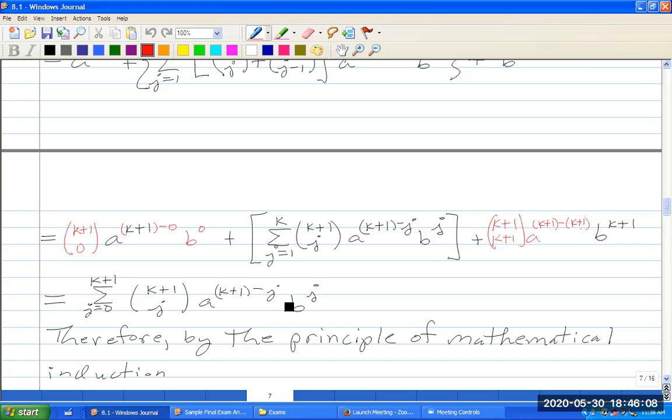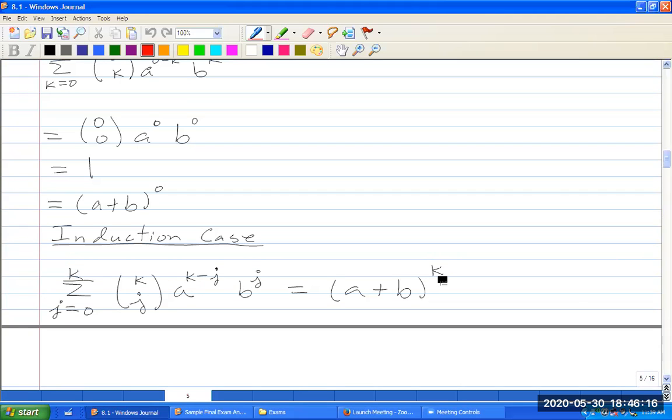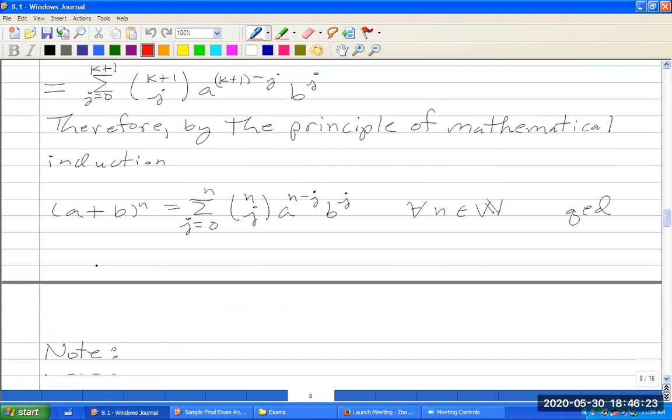So now notice that this formula now works when I replace k by k plus 1. So therefore, by the principle of mathematical induction, a plus b to the n is equal to the sum j equaling 0 to n of nCj times a to the power n minus j times b to the power j. And this works for every natural number, for every whole number n.